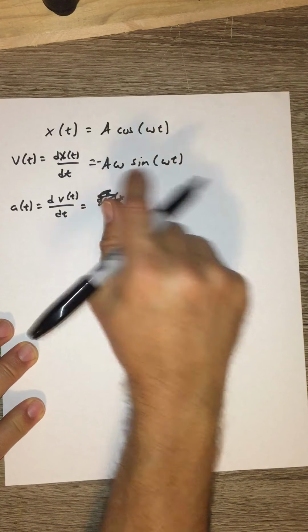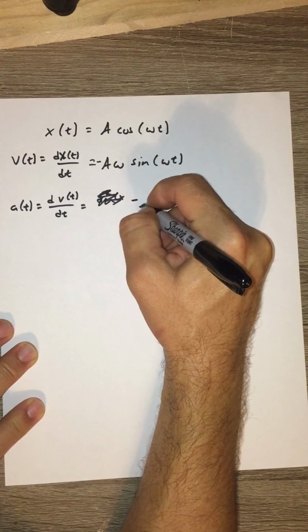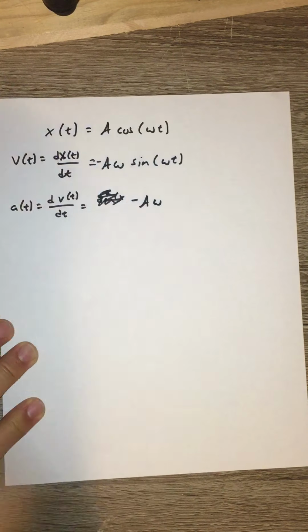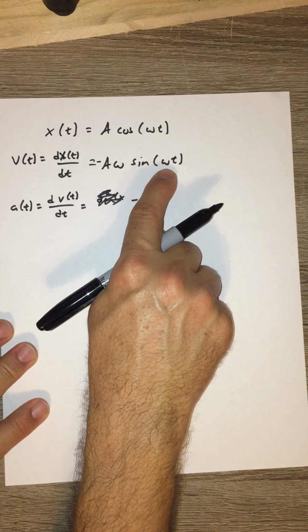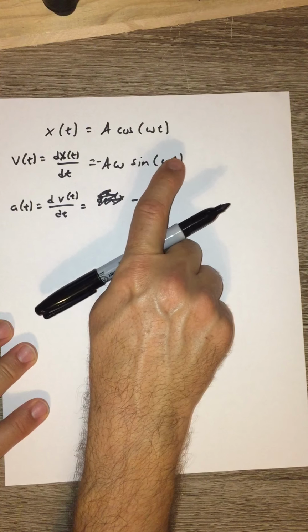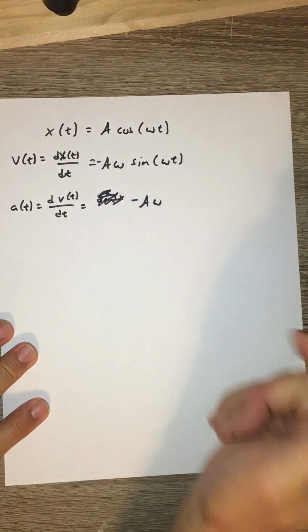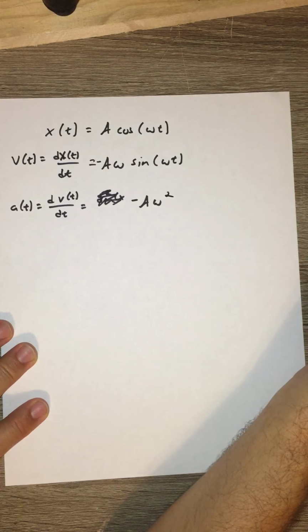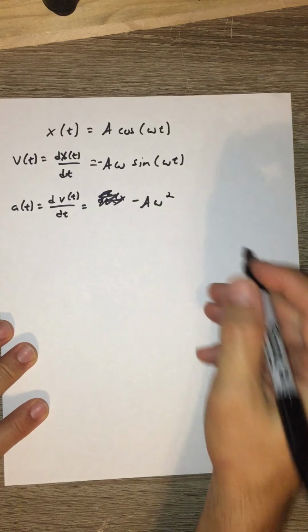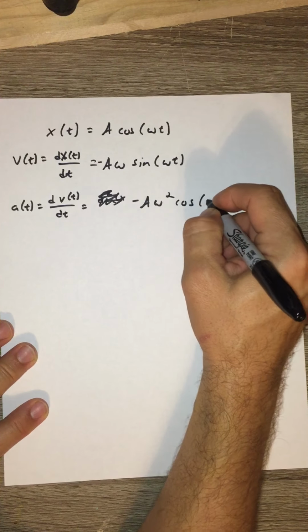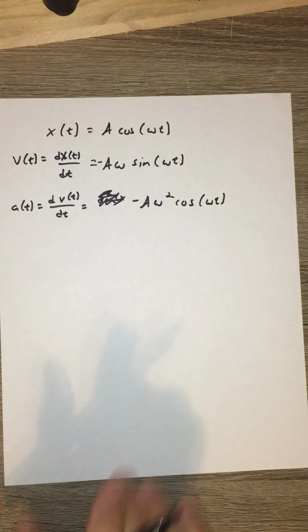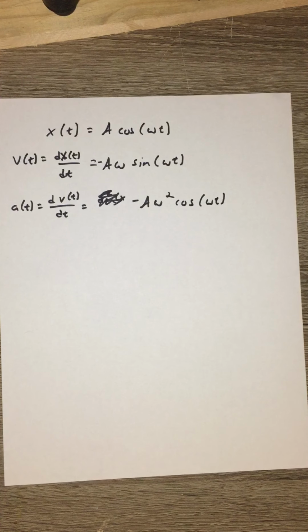I'm going to get a minus A omega from the constant. And then I'm going to take the derivative of the sine, and by the chain rule, the derivative of the argument. I'm going to get another omega out of the chain rule, so let me just put the omega squared there. And then I'm going to get cosine, since the derivative of the sine is the cosine omega t. And there it is. Those are the three equations of motion for this oscillating system.